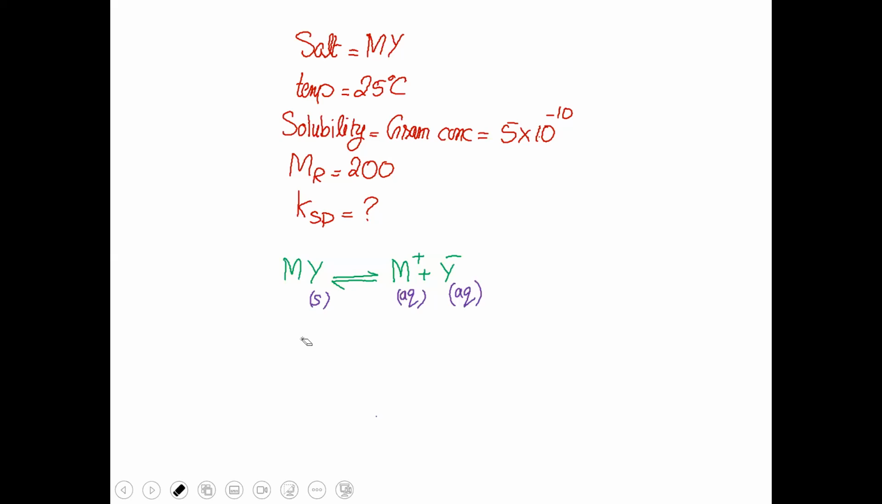So would it be 2.5 times 10 to the power of minus 19? Have you squared it? Yes. Then it's fine.